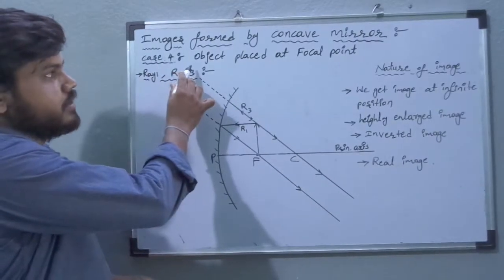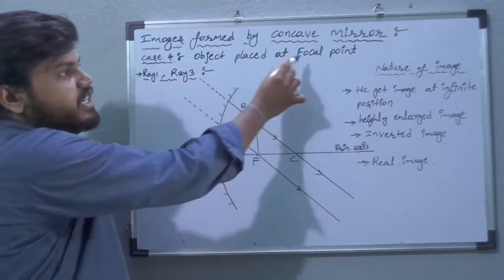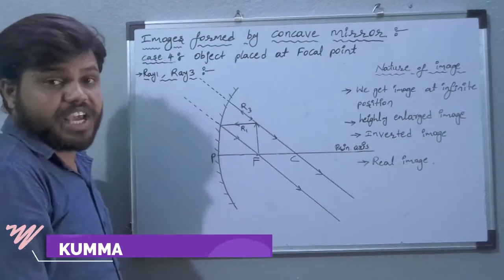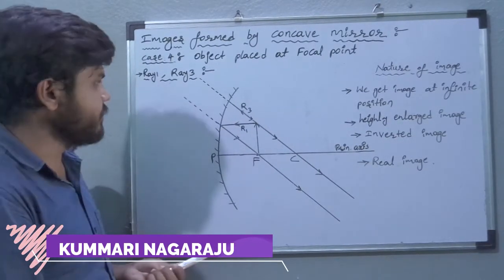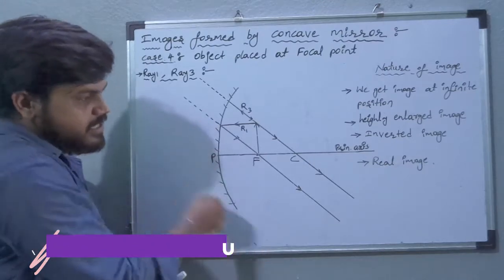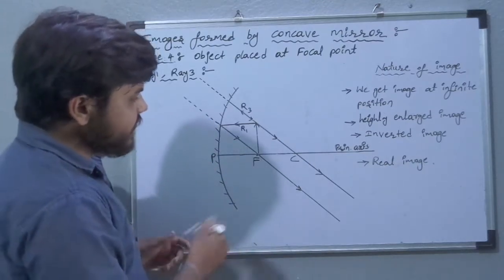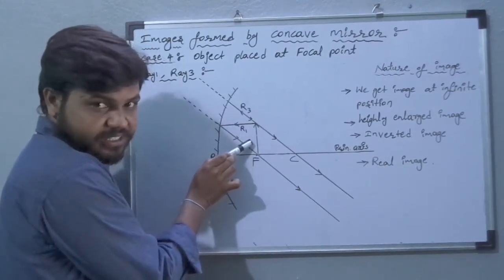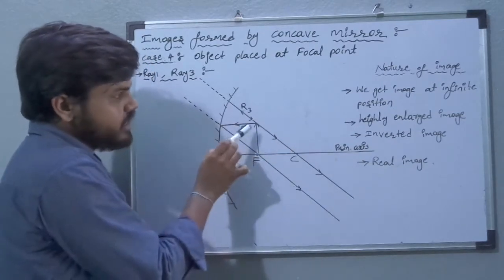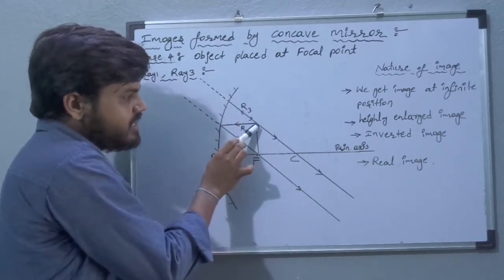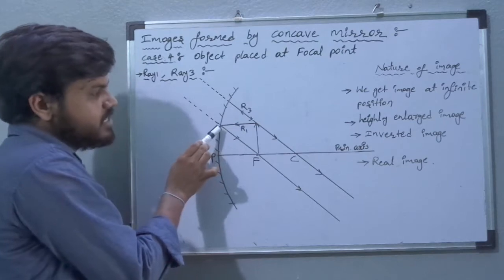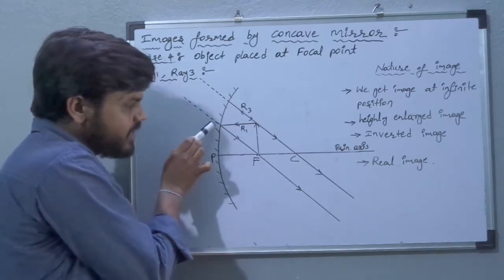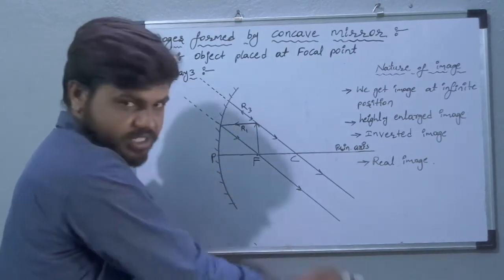Case 4. When we place the object at the focal point, where do we get the image and how will it be? Now see, this is a ray diagram for that. I placed the object at the focal point. From this I am taking 2 rays out of 3 rays. Ray 1, the incident ray, is parallel to the principal axis. After striking the mirror, the reflected ray is passing through the focus.